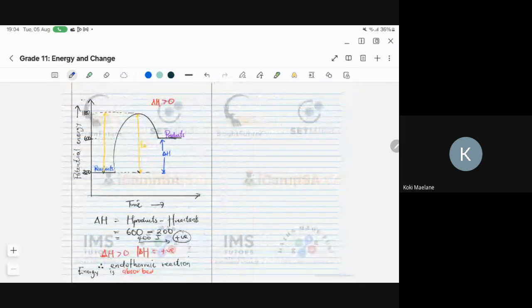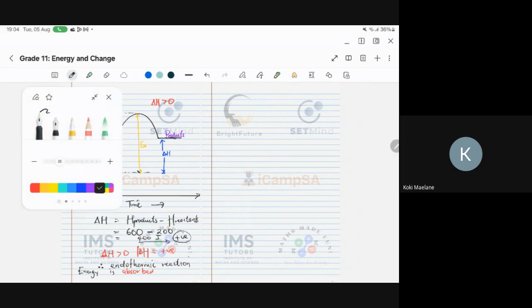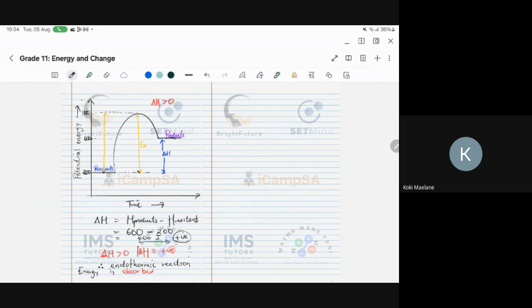Right. So that is everything you need to know about this graph. And remember, at this peak right here, you get your activated complex. You have reached your hill, and now you are seeing a new view compared to what you had when you started at the bottom of the hill.